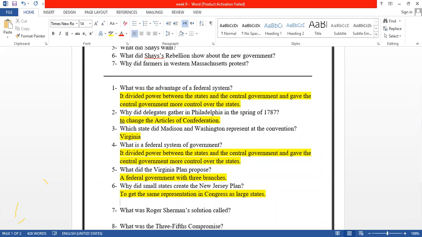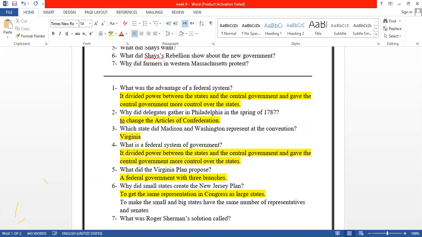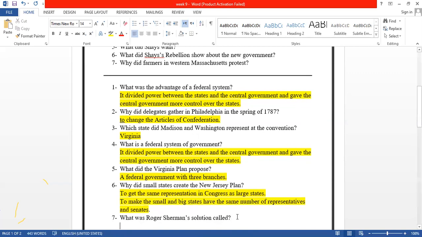I can write it in another way. Look, to make the small and big states have the same number of representatives and senates. That's it. So this is the New Jersey plan. So don't forget the New Jersey plan and the Virginia plan. The Virginia plan is about the federal system with three branches. But the New Jersey plan is the compromise they made to make the small states and the big states have the same number of representatives.